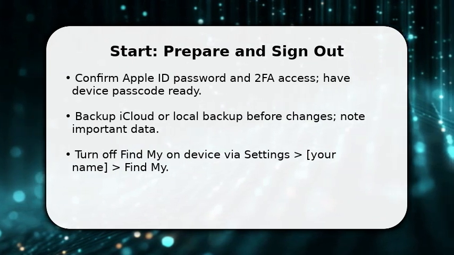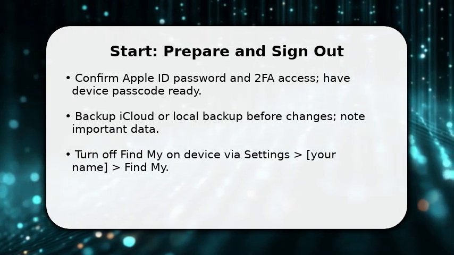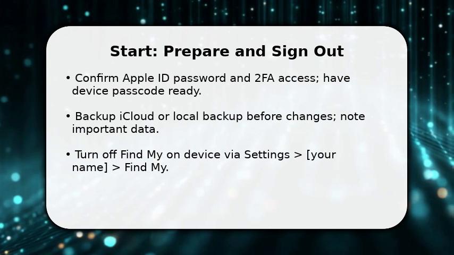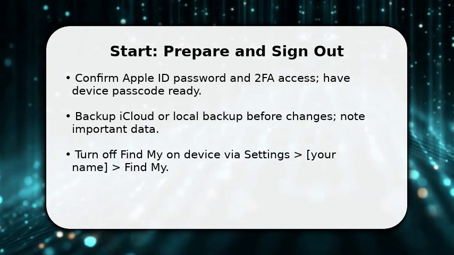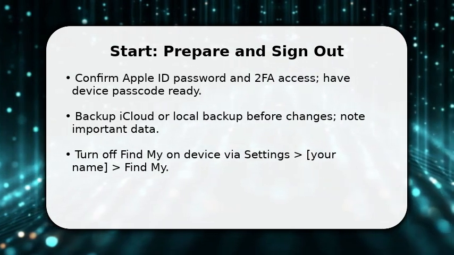Now open Settings, tap your name, choose Find My, and switch off Find My iPhone or iPad. You will need the Apple ID password to confirm. This immediate action prevents activation lock and lets you proceed to remove the account safely.